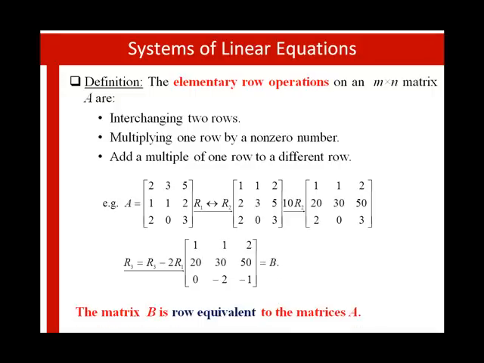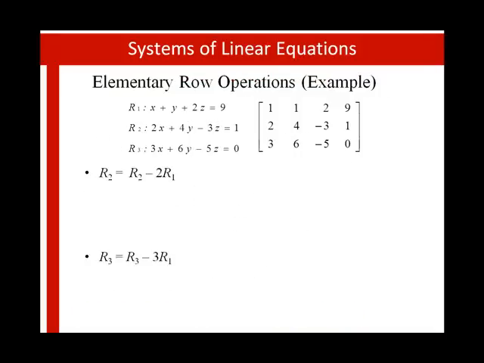Example, the matrix A with elements 2, 3, 5, 1, 1, 2, 2, 0, 3. What we do is interchange row 1 and row 2 so that we have the pivot element 1 in the first row. Then we can multiply row 2 by 10. And then we can perform the row operation row 3 minus 2 R1 and place it in row 3 to obtain the following matrix: 1, 1, 2, 20, 30, 50, 0, minus 2, minus 1, and we call it B. Then we can say that matrix B is row equivalent to matrix A. Why? Because matrix B was produced by applying the row operations listed above. This is an example of how to apply row operations.